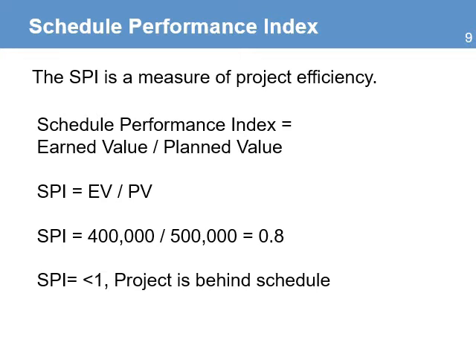The Schedule Performance Index is another measure of project efficiency. The Schedule Performance Index equals earned value divided by planned value. From the chart in the example before, these are the values. SPI equals 400,000 divided by 500,000 equals 0.8. When SPI is less than 1, the project is behind the schedule. This means that the project is delivering value or completing activities at a lower rate than planned.